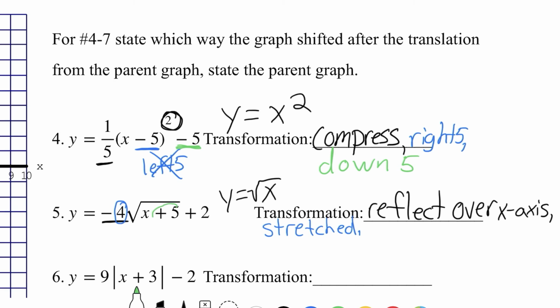On the inside, we're looking at +5. We're going to do the opposite. So it's saying positive, meaning right, but we're going to do the opposite, so we're going to go left 5. And then we have +2 on the outside. Outside affects the y's. It's positive, so we're going to go up. And we're going to be obedient to the sign. So there's the transformation for number 5.